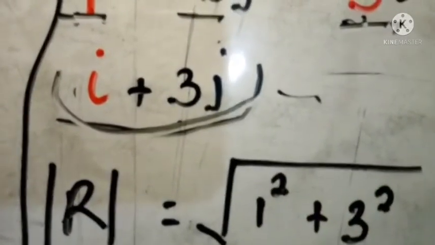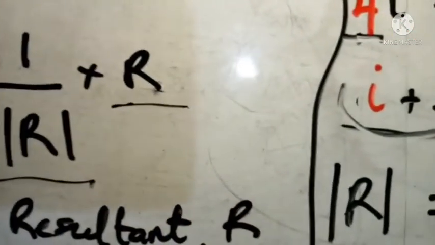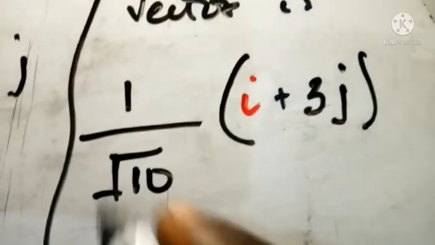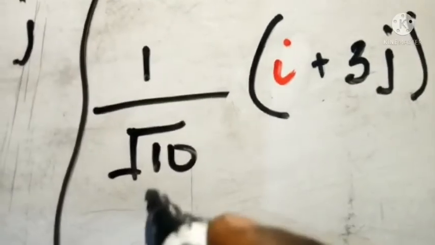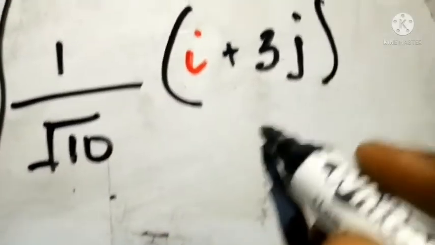Then we are free to go and find the unit vector. We just need these two here. So we need the magnitude as well as the resultant vector r, right? So now that we have found these two, we are free to go. Now we know that our unit vector will be 1 over the absolute value of the resultant vector, that is root 10, then multiplied by i plus 3j.